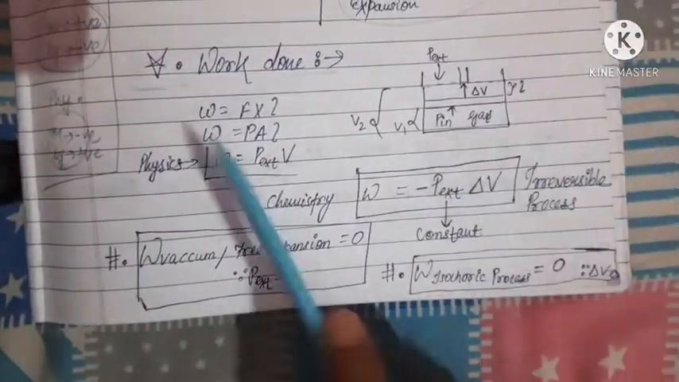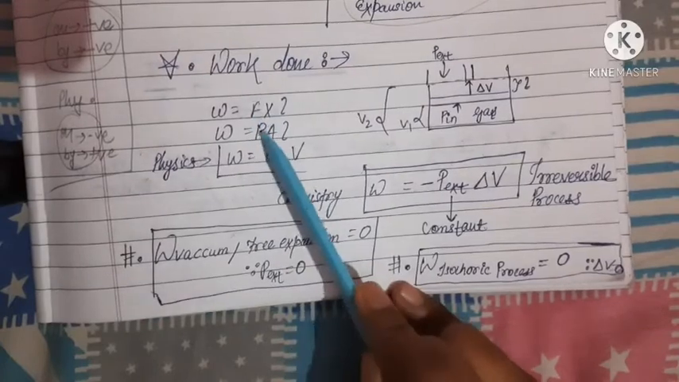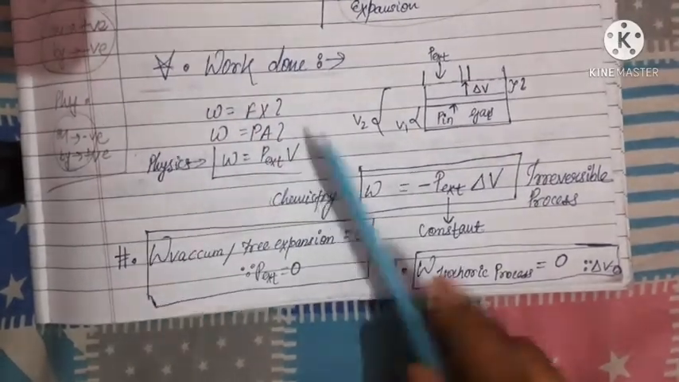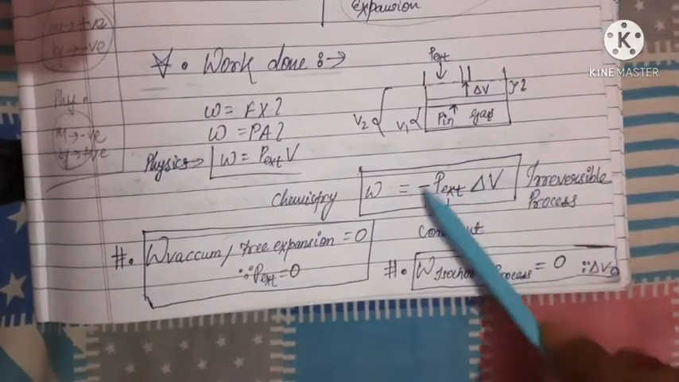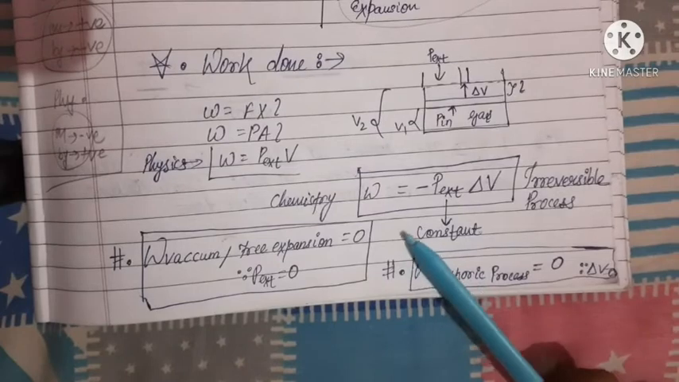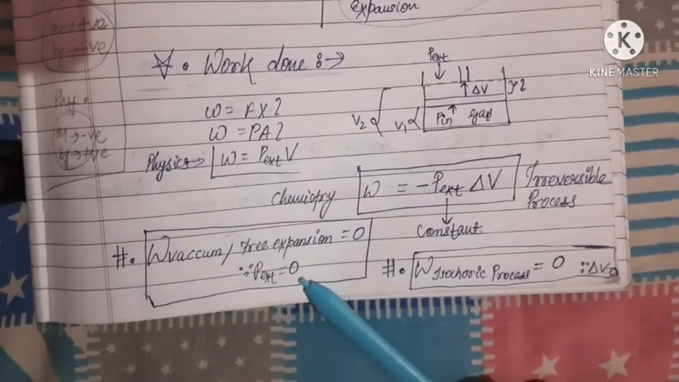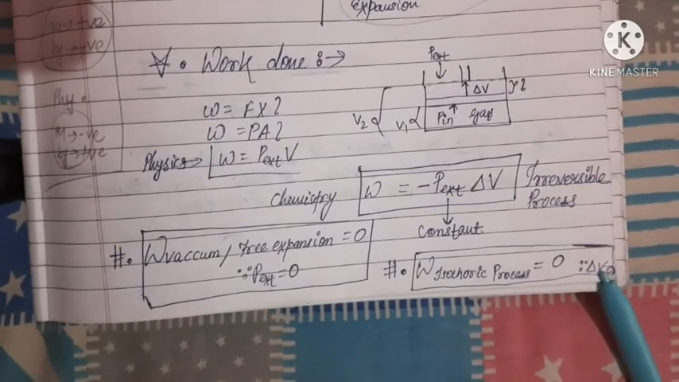Now work done. As we know, work equals force into displacement, and F equals pressure into area, into length. W equals P external into V. W equals minus P external delta V in an irreversible process, where P external is constant, that is atmospheric pressure. Work done in vacuum or free expansion is zero, since P external equals zero. And work done in an isochoric process is zero since delta V is zero.